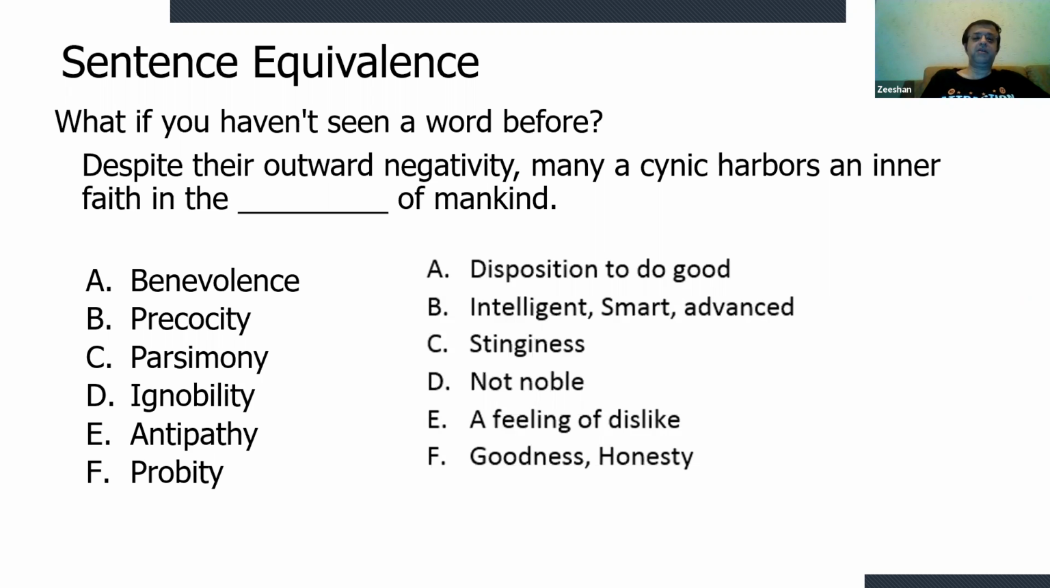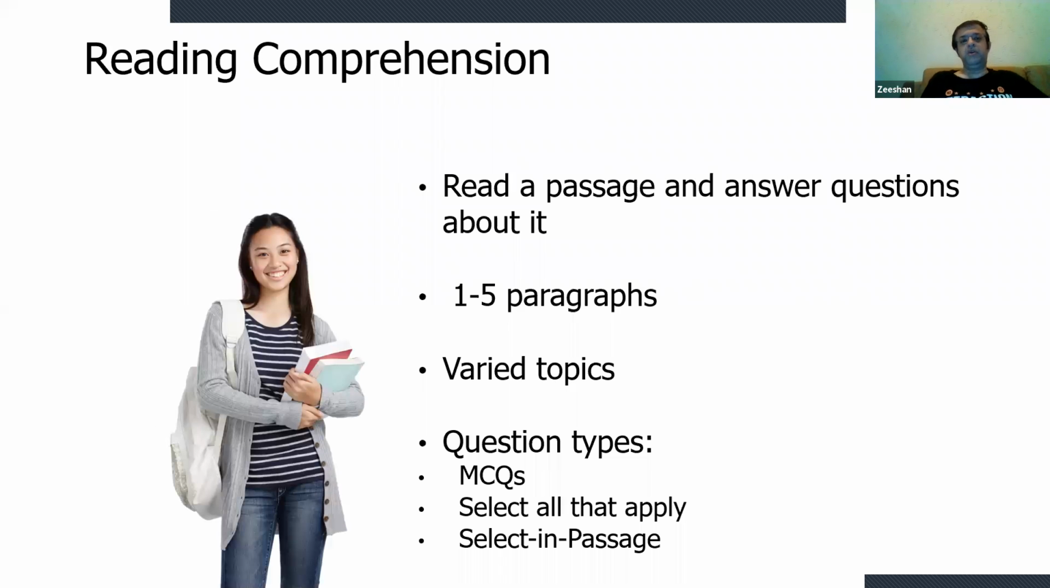Antipathy means a feeling of dislike, hatred. You can eliminate that, because we decided that in the blank there should be a positive word. So the first one, benevolence, a disposition to do good. And the second one, probity, goodness or honesty. So despite their outward negativity, many a cynic harbors an inner faith in the benevolence of mankind or in the probity of mankind. So A and F will be the answer choices here.